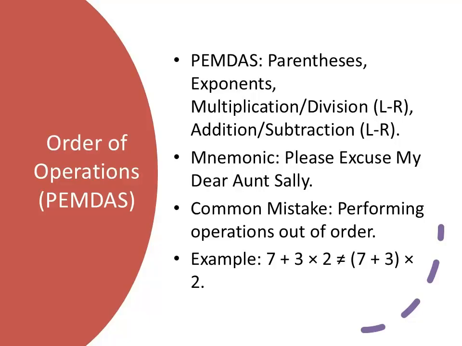For example, 7 plus 3 times 2 is 13, not 20, because multiplication happens before addition. Think of the mnemonic, "Please excuse my dear Aunt Sally," to help you remember. Let's walk through a few examples together.